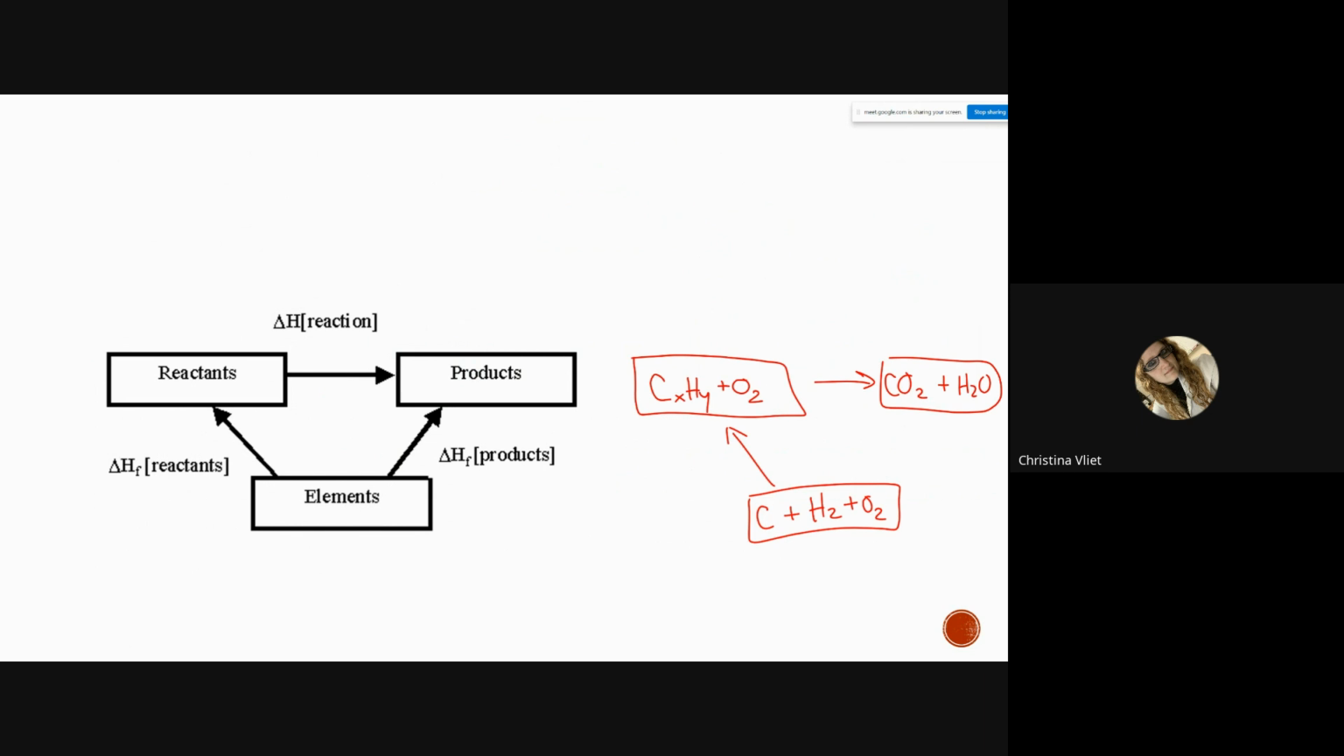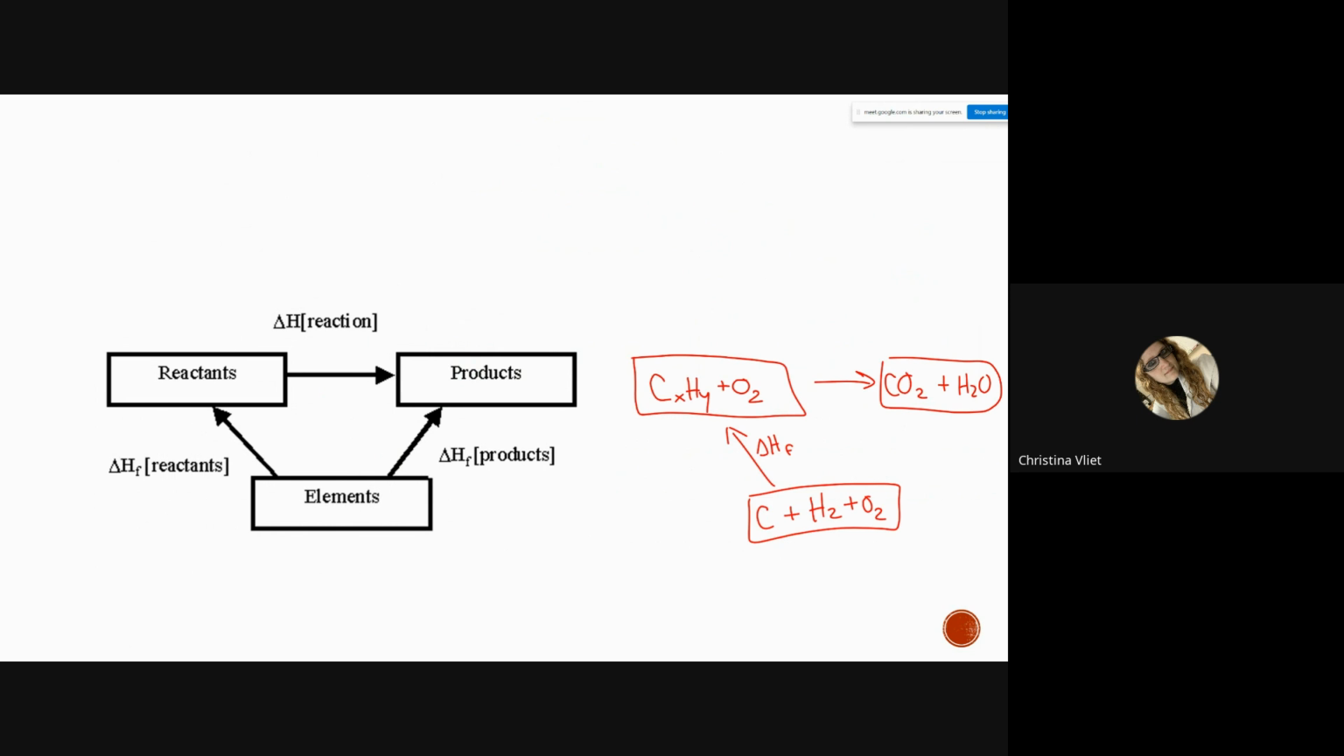What does this arrow represent? Elements in their standard state to the reactant. The O2s are the same, so take it out. What does that mean? This goes to that. Elements in their standard state go to a compound. We call that the delta HF, the formation of that compound. Or these two form to make that.